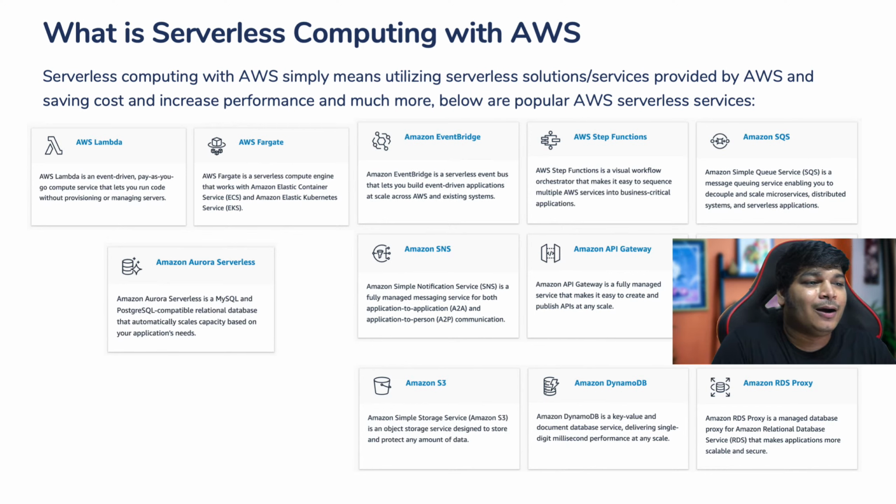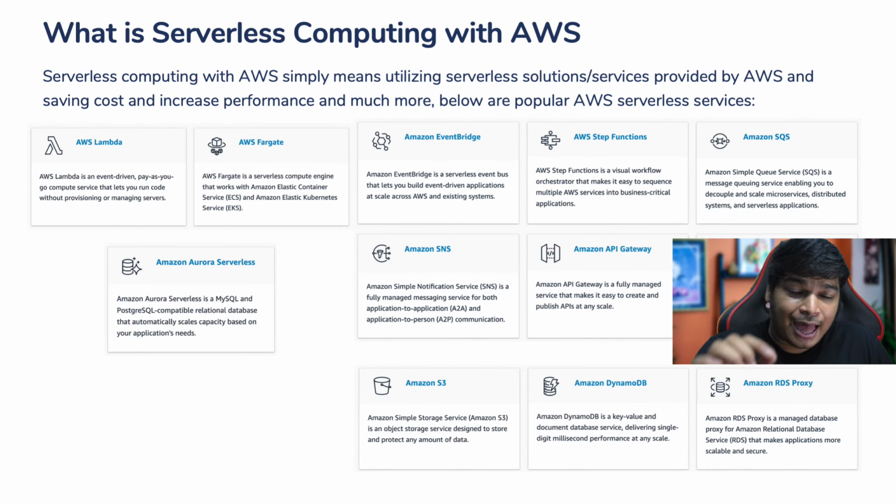Okay, Amazon RDS Proxy is there. Amazon RDS Proxy is a managed database proxy for Amazon Relational Database Service that makes applications more scalable and secure. Again, it's an advanced concept I will not cover today. Maybe when I cover DynamoDB in more detail, I will definitely cover it. I have a plan for that, so we'll go there.